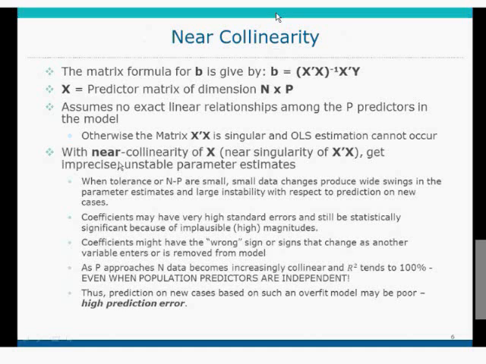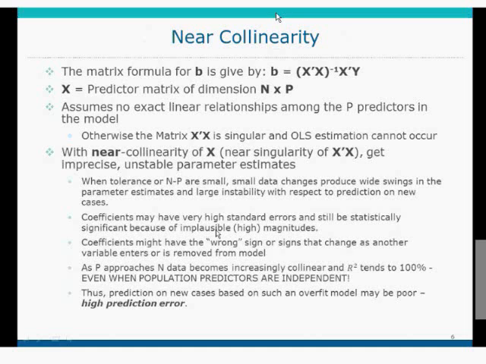But the problem that we'll be talking about here is near collinearity, which means near singularity of X prime X. In that case, we get imprecise, unstable parameter estimates. Now, I'll define the tolerance in a minute, but if that's small for any predictor, or if, again, as the number of predictors approaches the sample size, n minus p is small, then small data changes produce wide swings in the parameter estimates and large instability with respect to prediction on new cases.